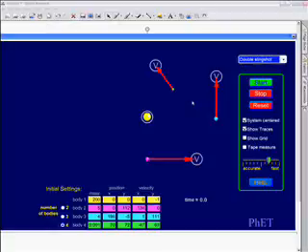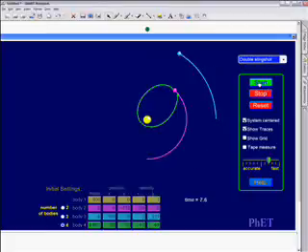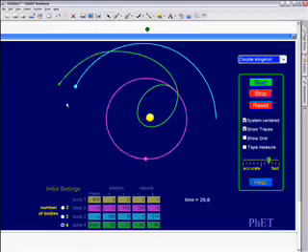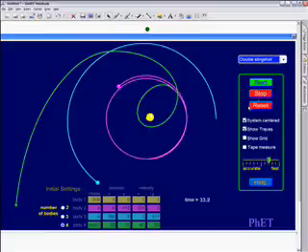Along the same lines, we have the double slingshot, where our particle is going to use one to slingshot it to the other to slingshot it even farther. So we got the slingshot there, and this one, slingshot around the other one, and now it's on a much different trajectory.